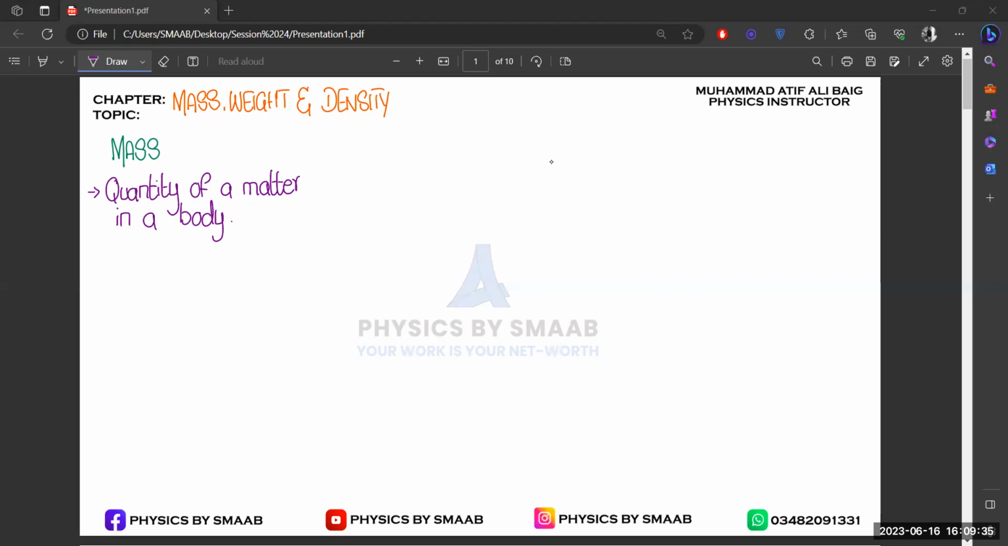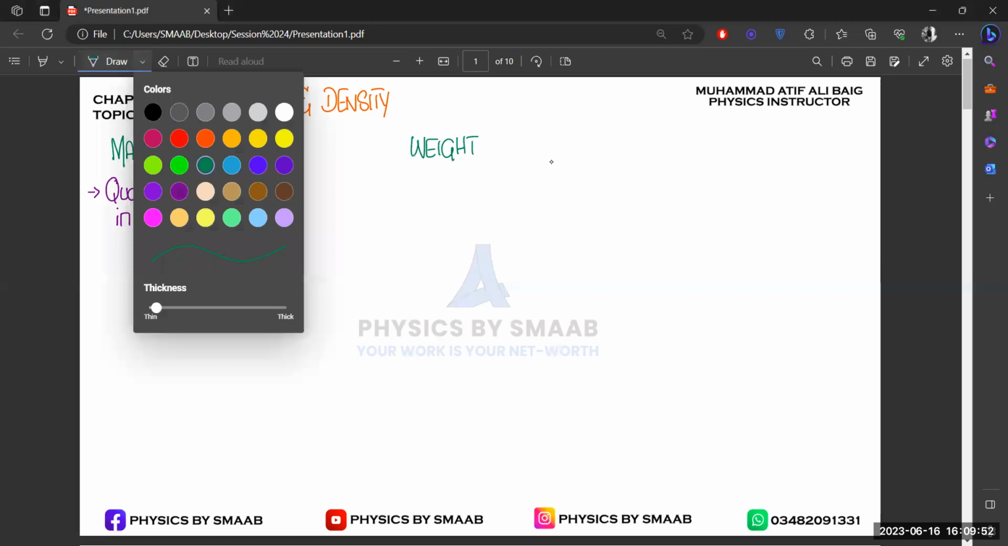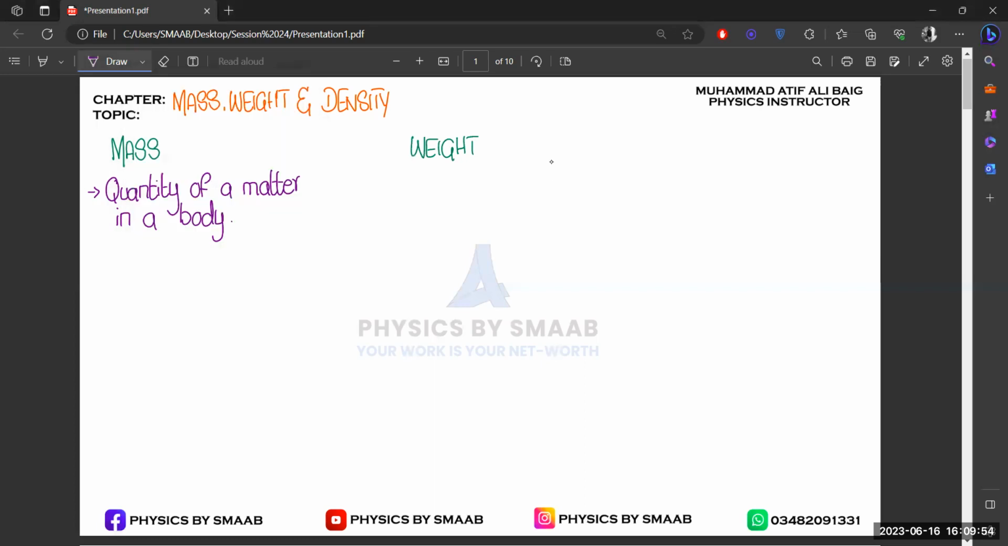Okay. So this is the basic definition of mass. And if we compare it with weight, right? So the second quantity is weight. Now let's see what is the difference between mass and weight. Let's suppose we know that every object has some mass. Let's suppose we are talking about those two boxes, one containing marble, the second one containing stone.